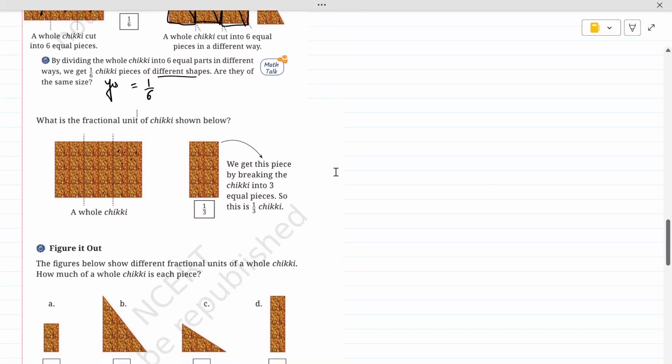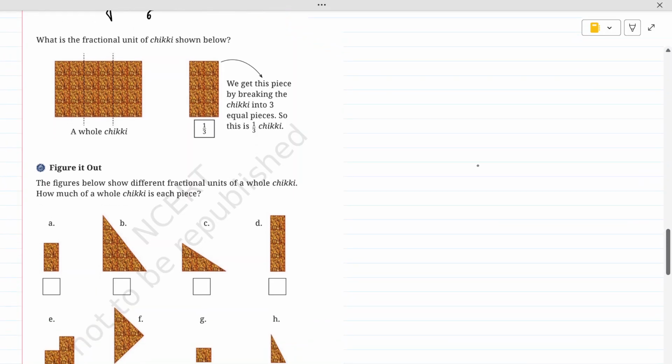Now, next is another way where they have divided this chicky into 3 equal parts. See, this is one part, okay? This is second part, and this one is the third part. So they have divided this into 3 equal parts. So each part is 1 by 3. Now we have understood how they have divided this. We have questions based upon this example. Let us go through the figure now and see what it says.